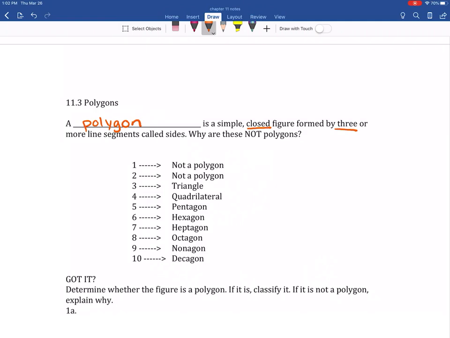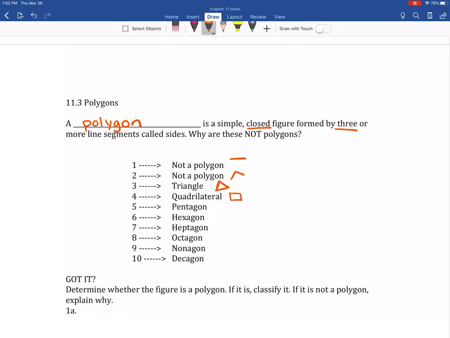So something that has one line segment is not a polygon because you can't close it. It would be open. It would just be a line segment. If I had two line segments, again, it's open, so it's not a closed figure and cannot be a polygon. I cannot close the figure until it has three sides. A three-sided figure is a triangle.